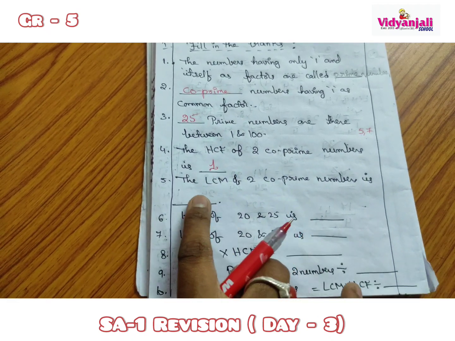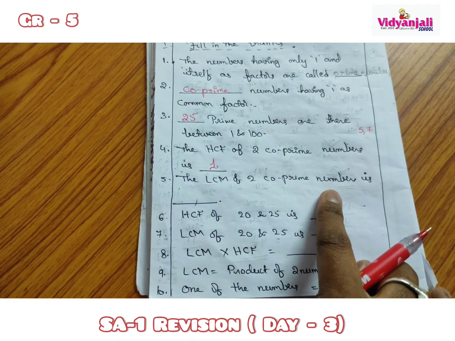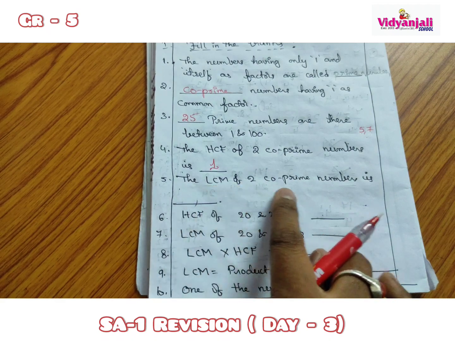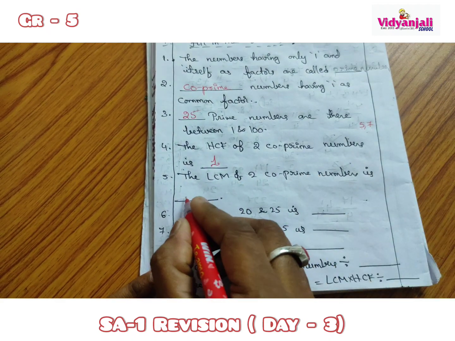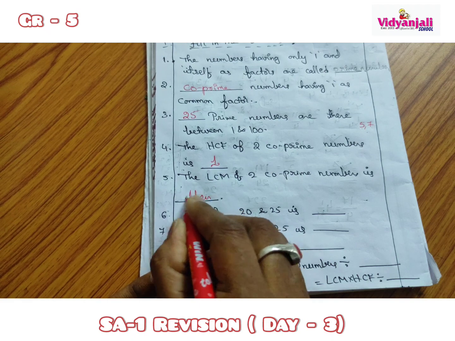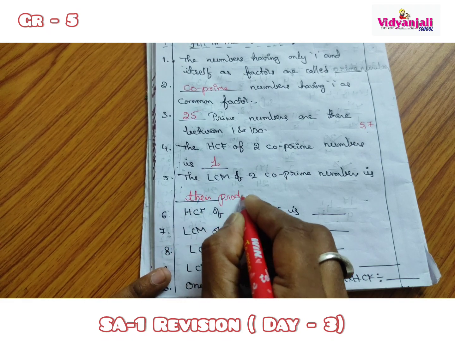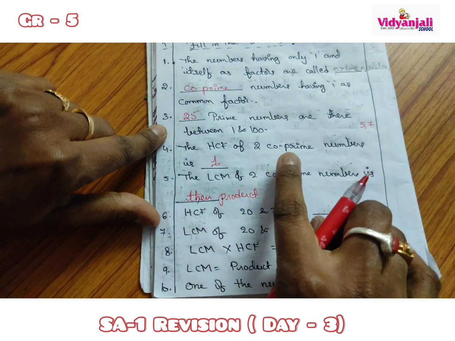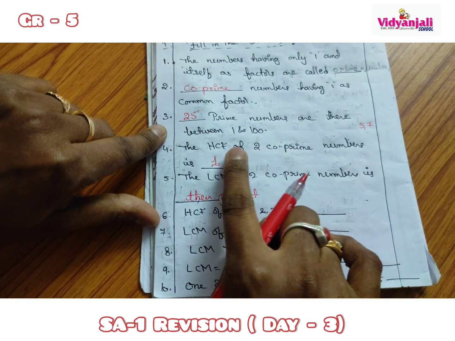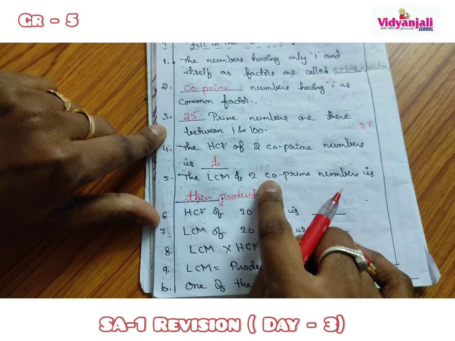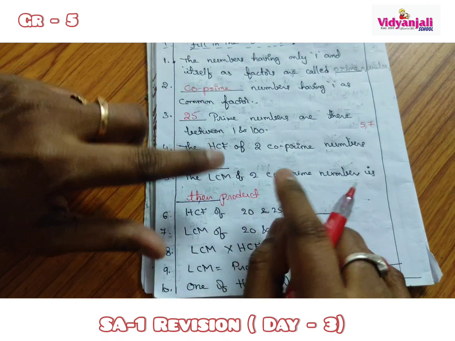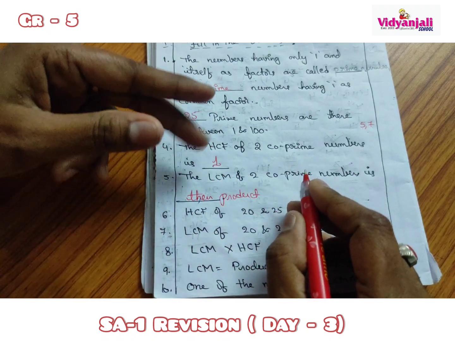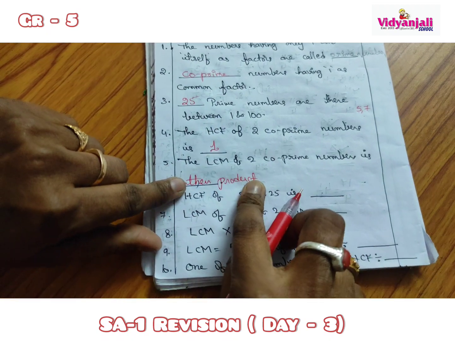Okay. The LCM of two co-prime numbers. If you find the LCM of any two co-prime numbers, we will get their product as LCM. See here, don't confuse these two, students. If you take two co-prime numbers, their HCF will be 1 and LCM will be their product. Product means whatever two numbers you have taken, if you multiply them, you will get their LCM.